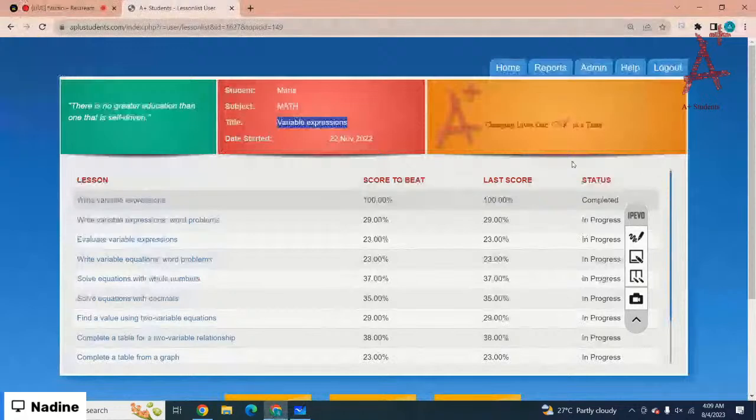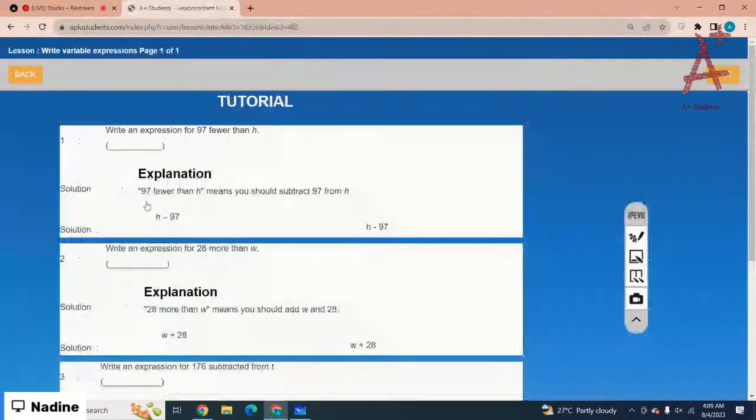Okay, here I am on grade 5 math. Chapter we're working on is variable expressions. Let's just start with the first lesson, that is write variable expressions. Write an expression for 97 fewer than h. So fewer than h means you have to subtract, right? So h minus 97. That means you have to do h minus 97, right?